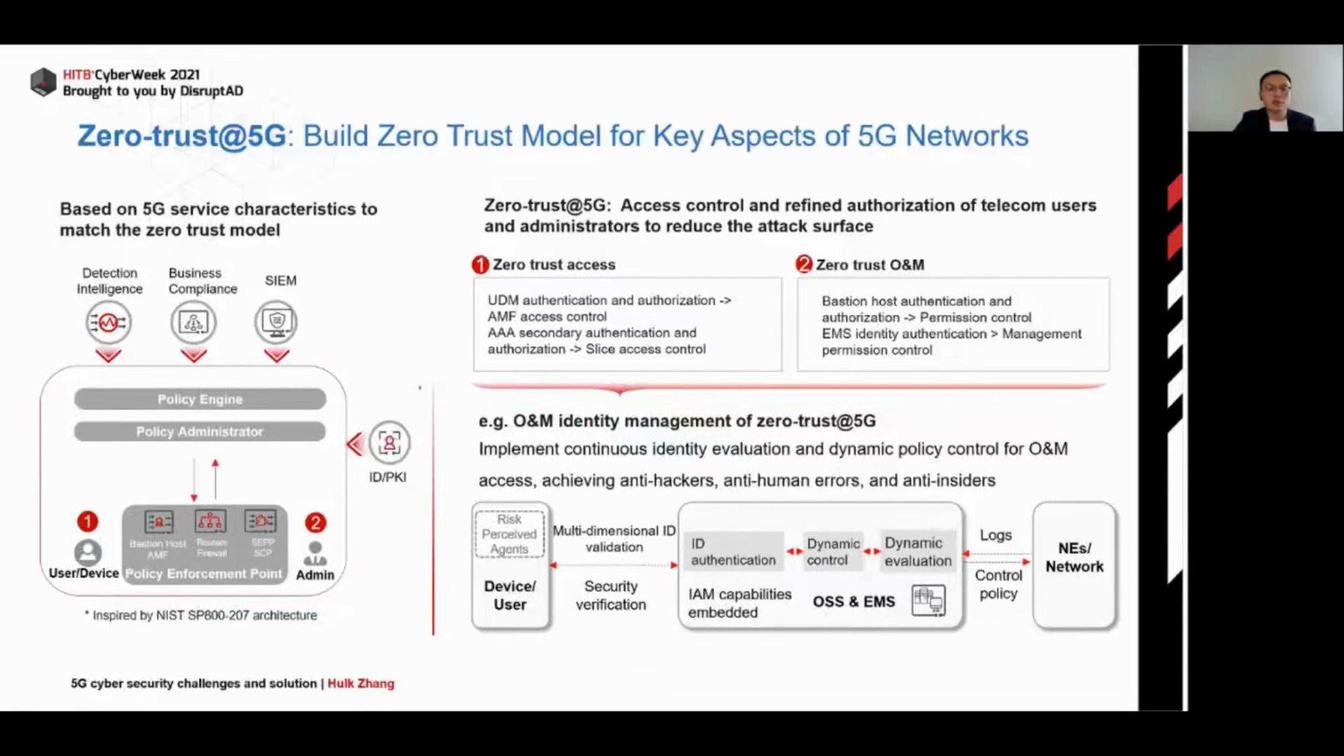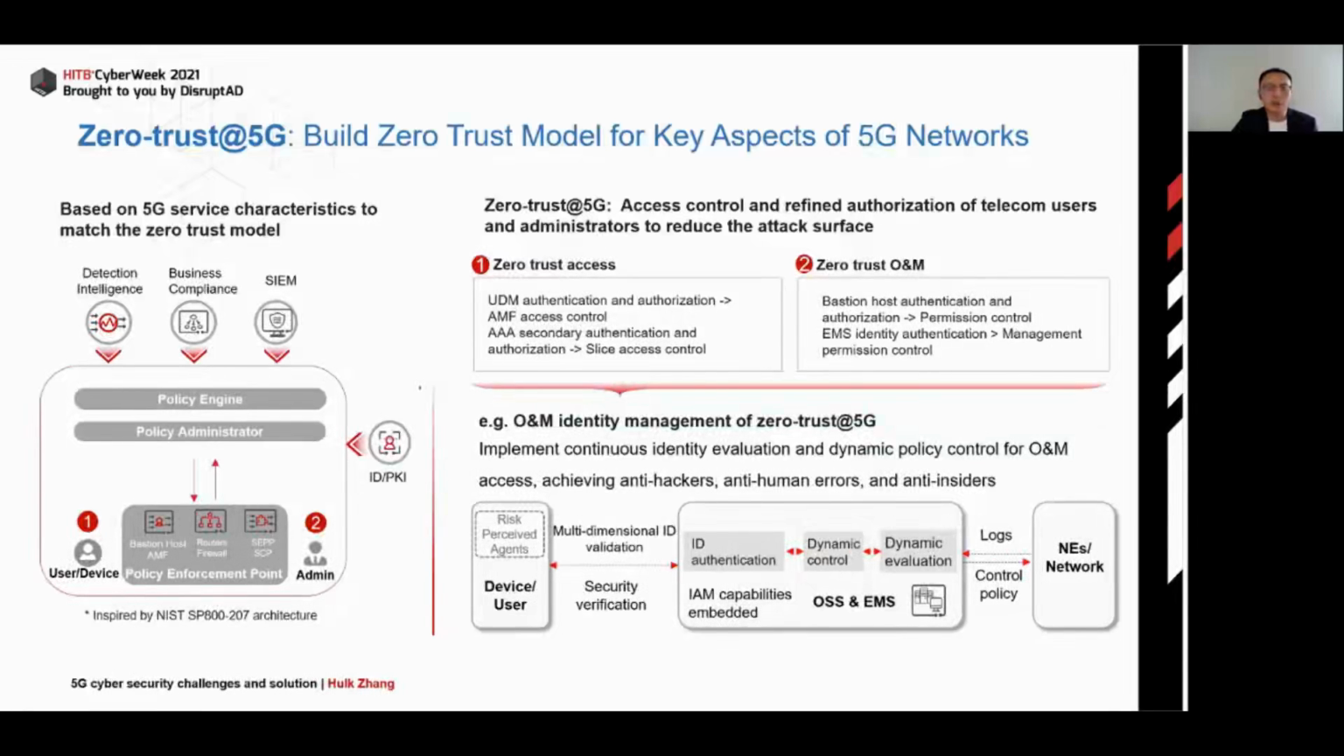For the zero trust access, for example, the unified data management, authentication, and authorization, access and mobility management function access control, and also the slice access control are concerned according to zero trust. And for the administrator, it is called zero trust operating and management. The bastion host authentication and authorization, permission control, equipment management system, identity authentication, and management permission control.